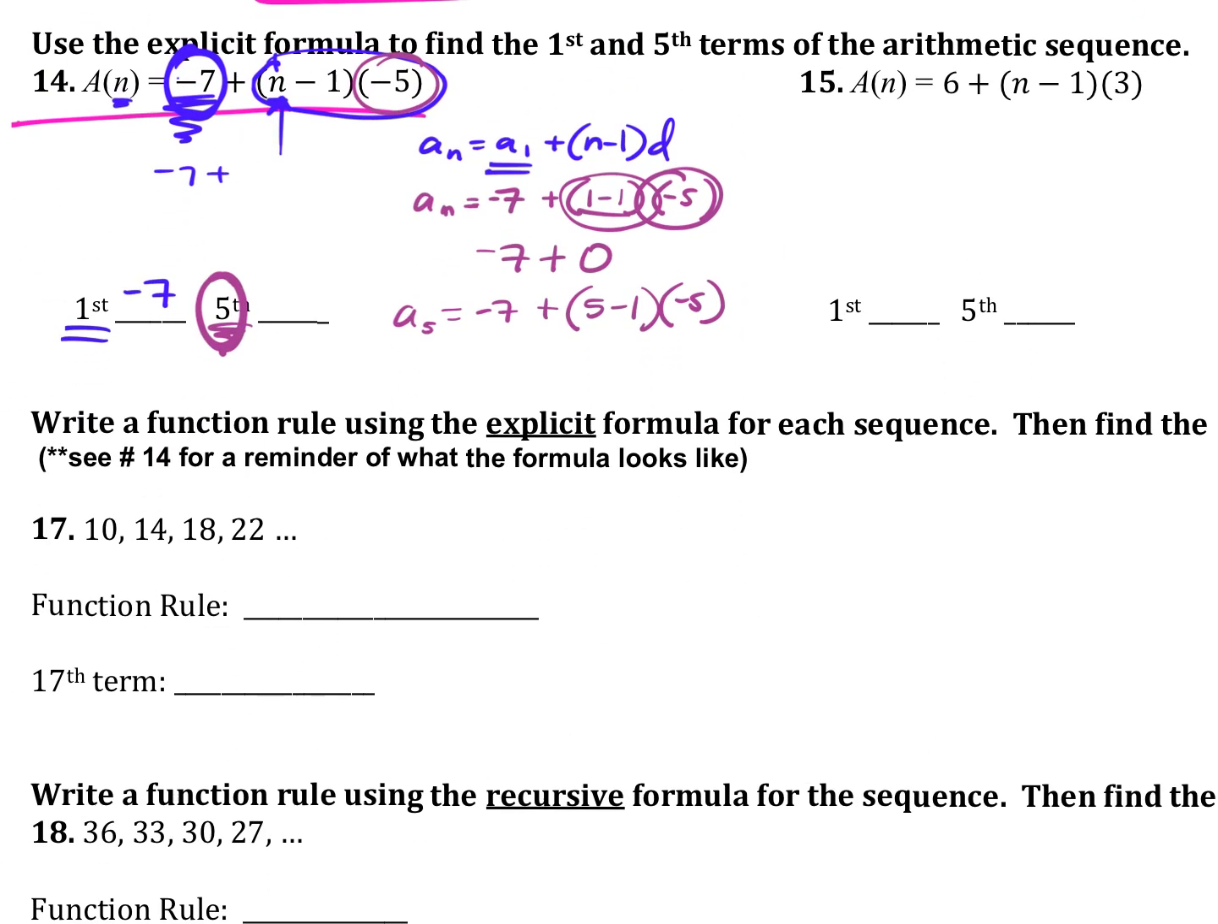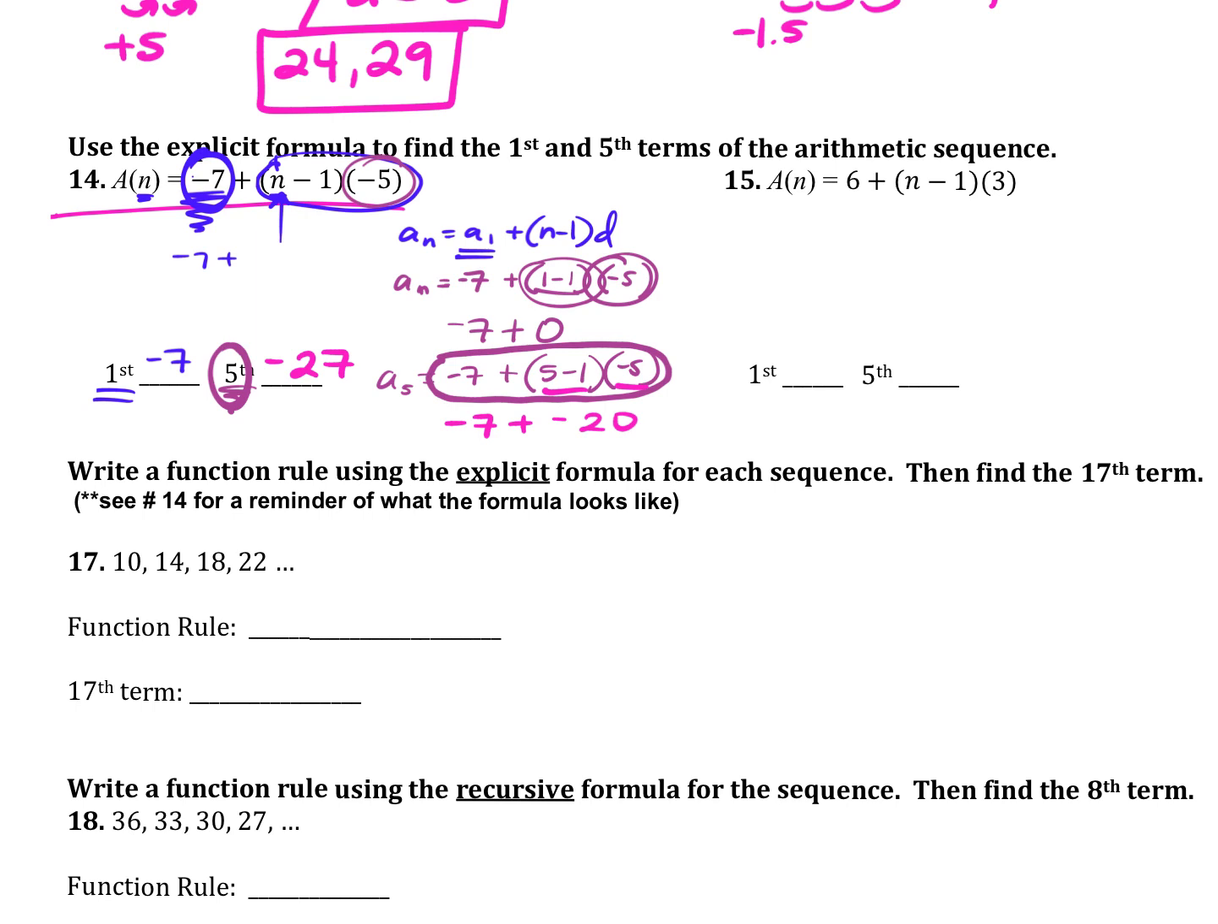Okay, here's what I would do if I were you. I would take this and I would plug it into my calculator exactly how you see it, because your calculator knows PEMDAS. 4 times a negative 5 is a negative 20. So negative 7 plus negative 20 is a negative 27. Okay?